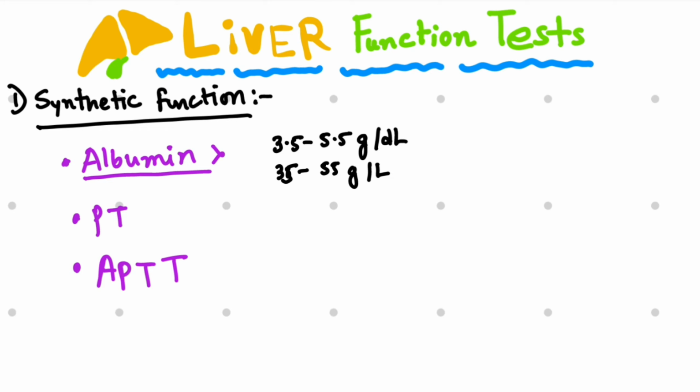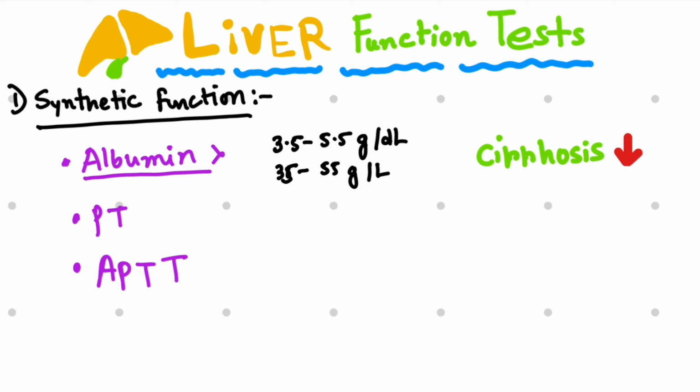The value of the albumin gets lowered when the synthetic function of the liver is impaired, as in case of cirrhosis. In case of liver cirrhosis, there is loss of viable functioning liver cells, which leads to impaired synthesis of this albumin. Thus, in cirrhosis, the value of albumin goes down.